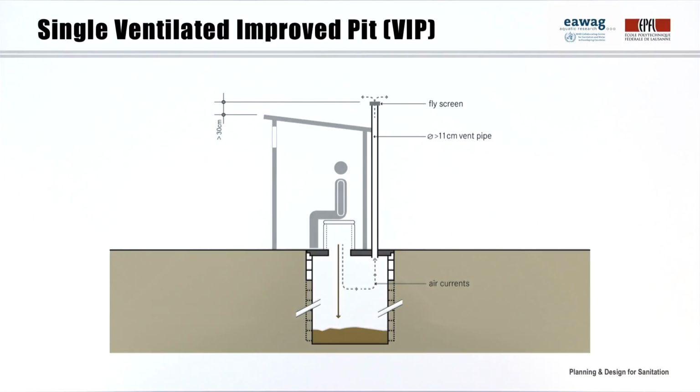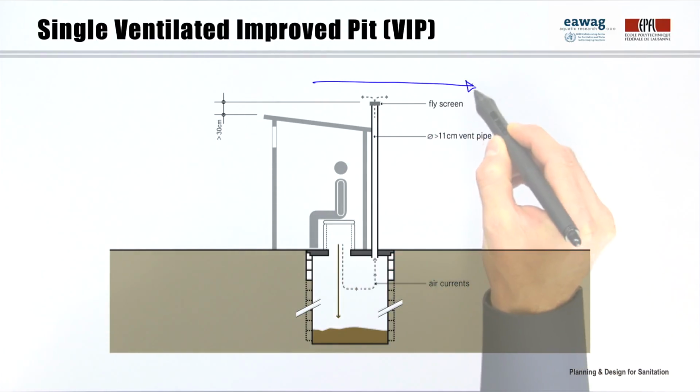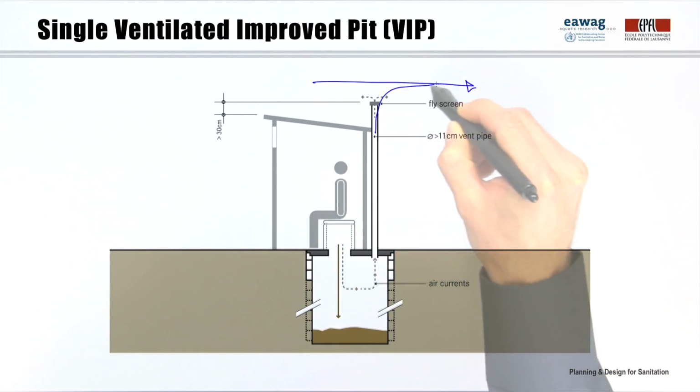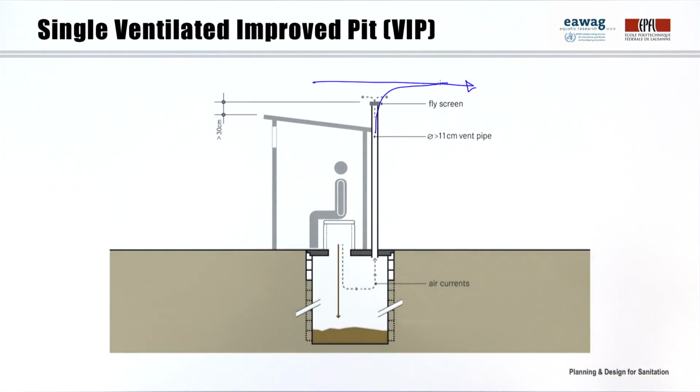The main driver that helps to ventilate a pit is actually the wind. Wind passing over the top of a ventilation pipe creates a suction pressure within the pipe and induces an air circulation. If the vent pipe is well fitted and the edges of the pit are airtight, the air is drawn through the user interface into the pit, moves up inside the vent pipe, and escapes into the atmosphere.